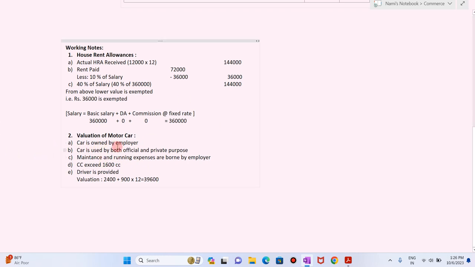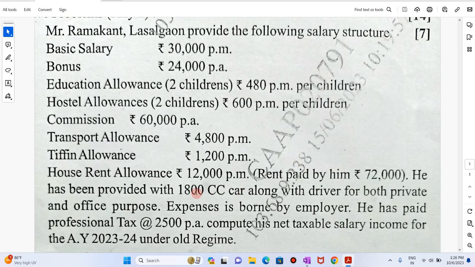Okay. Now see how I did the valuation of motor car. First of all, see car is owned by the employer. Okay. Then car has been used by both official and private purpose. Then maintenance and running expenses are borne by the employer. Okay, everything is given in the question. He has been provided with 1800 cc car along with the driver for both private and office purpose, and the expenses are borne by the employer.